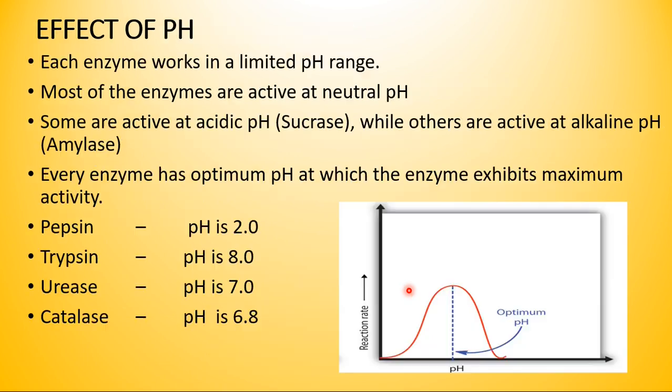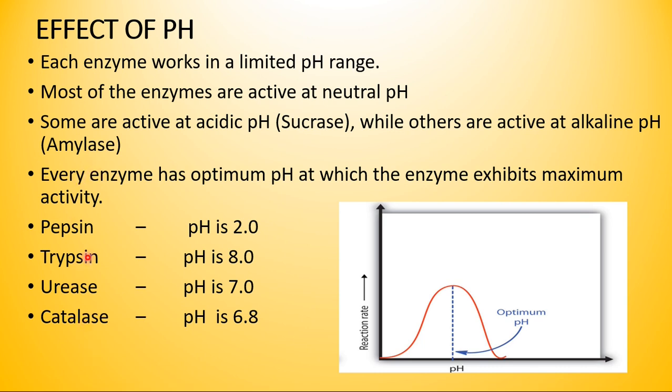And then moving to the effect of pH. So each enzyme works in a limited pH range, so this also we know very well, isn't it? So most of the enzymes are active at neutral pH, and some are going to be active at acidic pH, while others are going to be active at alkaline pH. Examples are sucrase and the amylase enzymes.